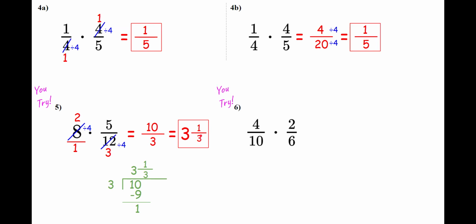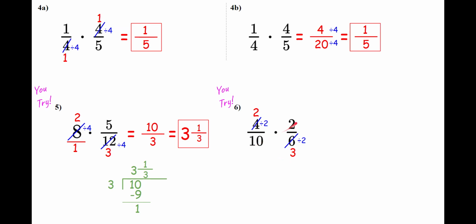Go ahead and try number 6 if you'd like. It's much easier than 5, actually. All right, let's do it together. 4/10 times 2/6. Well, we can cross cancel 4 and 6. They're both even, so you can divide them both by 2. 4 divided by 2 is 2. 6 divided by 2 is 3.